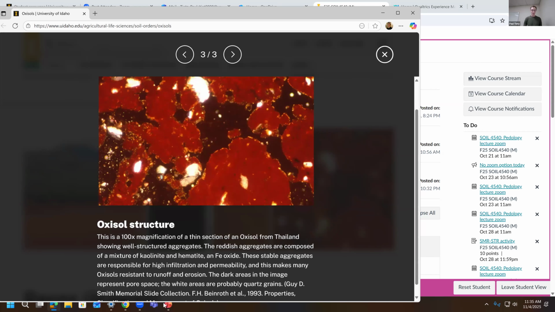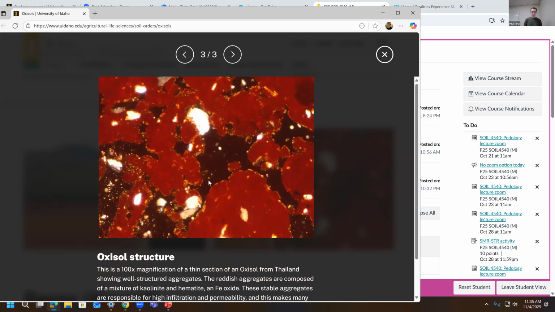So stable aggregates are responsible for a lot of infiltration and permeability. So one strength perhaps of oxisol cultivation would be resistance to runoff and erosion. Dark areas are pore space, white areas are the quartz grains.